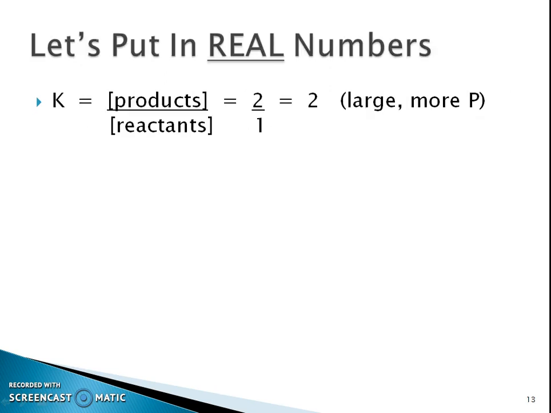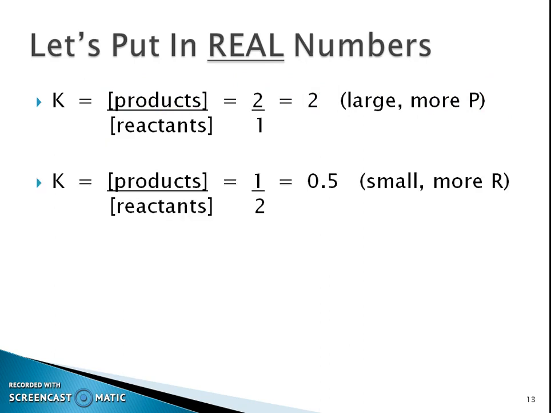So let's look at it this way. Let's put in real numbers so you get that true understanding. So here's K, products over reactants, and we're going to use easy numbers like 2 over 1. 2 divided by 1 is 2, which is a large number, and that means we're going to have more products because we have a bigger number on top of our ratio. But if we switch those numbers around, now we have 1 over 2 for our products and reactants. Now our value is 0.5. And that's a small number, smaller than 1, and that means we would have more reactants.